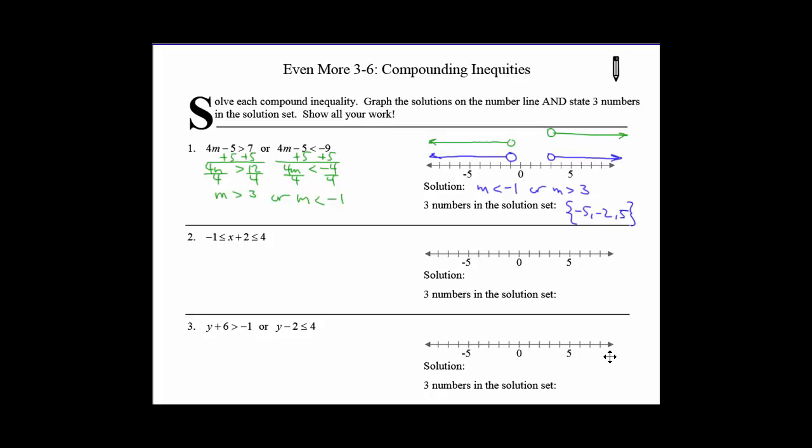Now I've chosen only nice numbers. I could choose fractions, decimals, anything. So really, it's hard to be wrong on that unless you include numbers in between negative 1 and 3. If you included 0 or 1 or 2, for example, you would be incorrect. Those numbers are not colored in on either line, so they're not in the solution set.